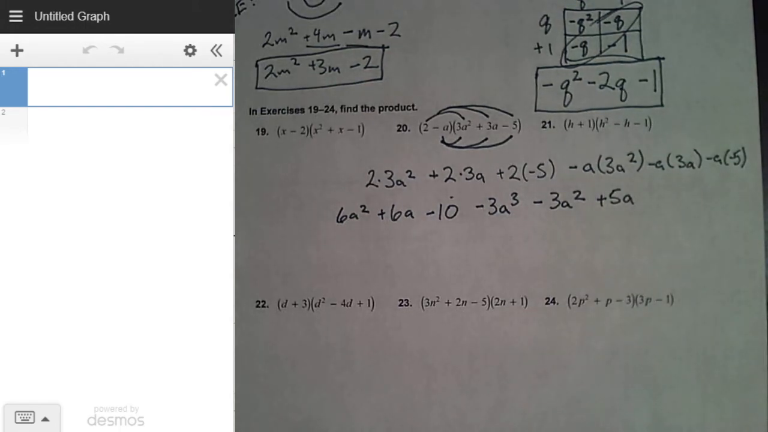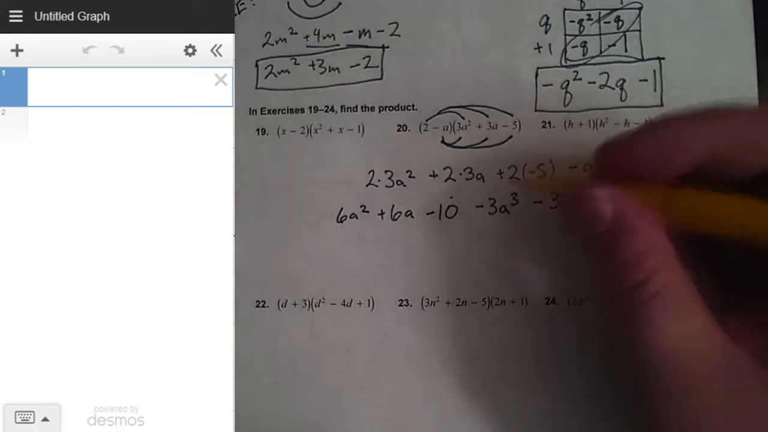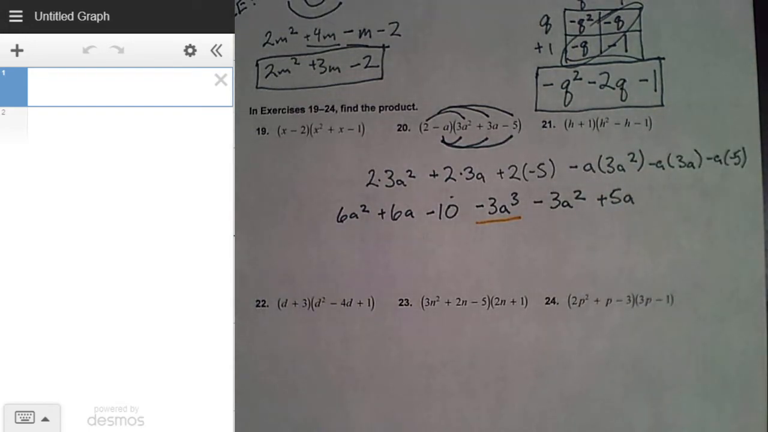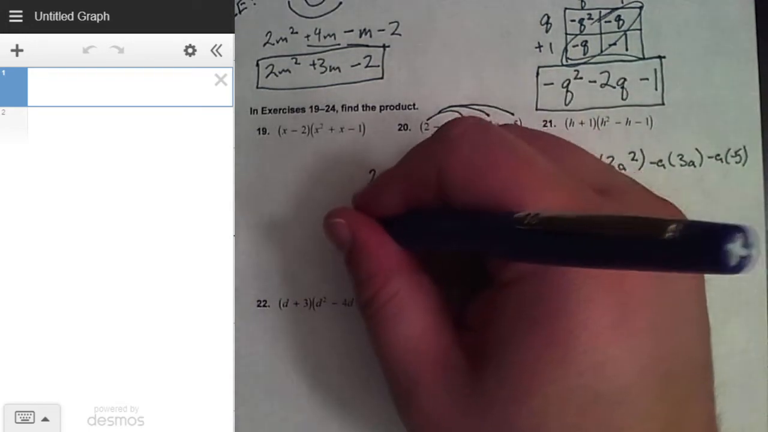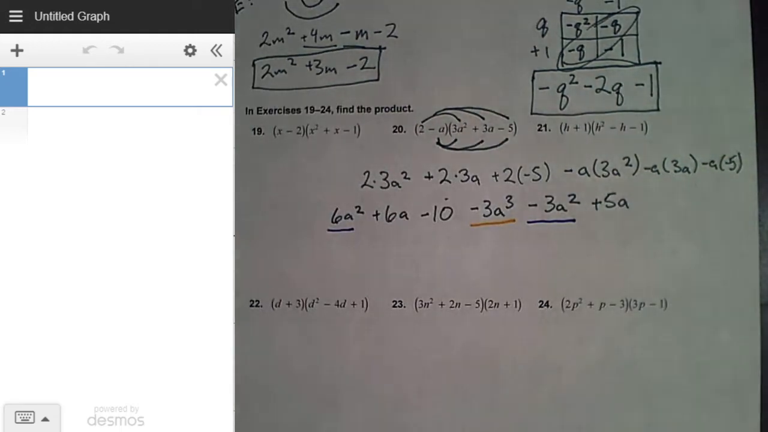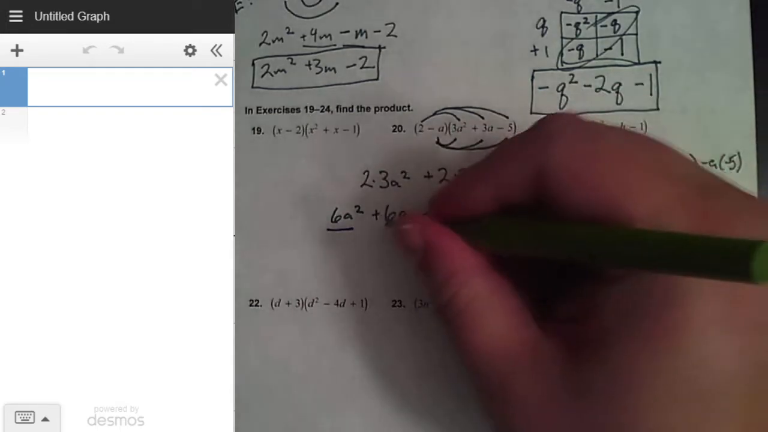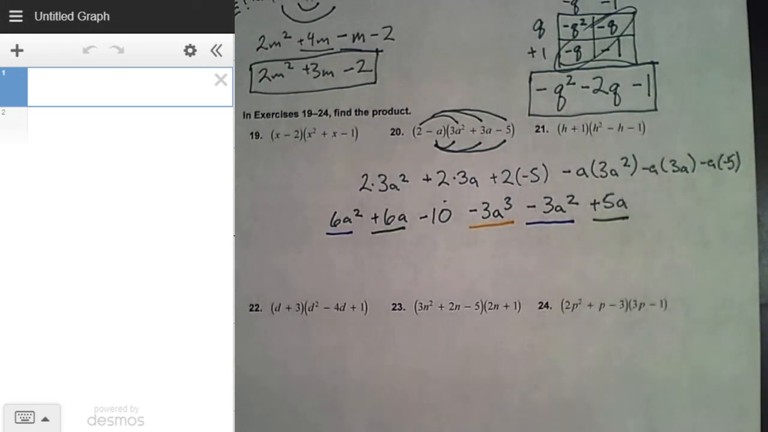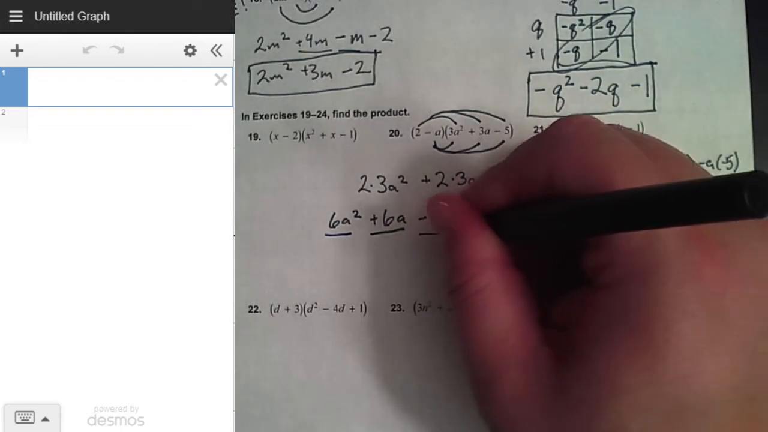So here's when you need to be looking at combining like terms. It appears to me I only have one cubed. Then I'm looking for squares. I have 1, 2 that are squared. Then we have 2 that just have a. And then we have just our constant.